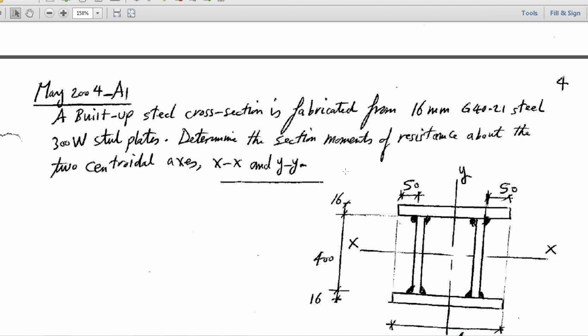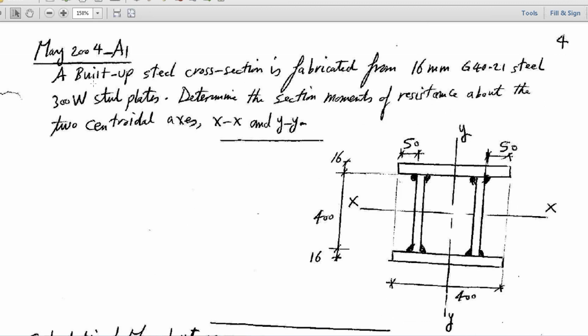This problem, for example, they say here a built-up section is fabricated from 16 millimeter plate. Determine the resisting moment about x and y axis. So about the x axis, for example, we need to calculate the resisting moment. To calculate the resisting moment, we need to know whether this section is class 2 or 3 or 4.